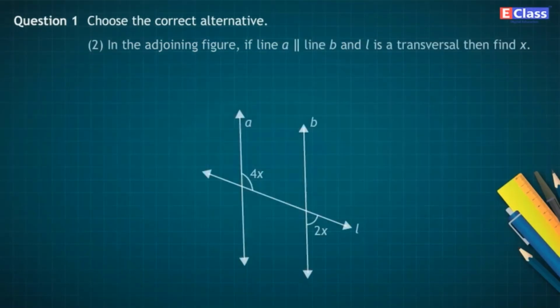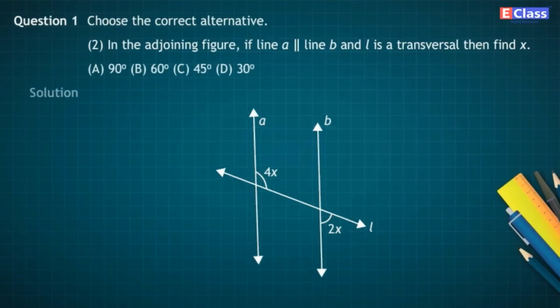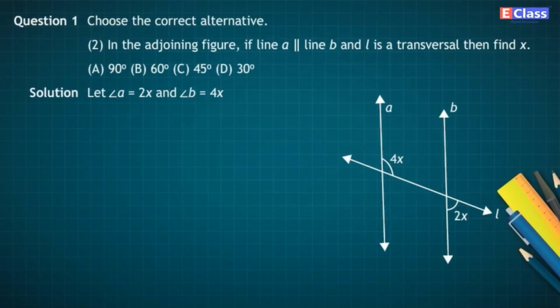2. In the adjoining figure, if line A is parallel to line B and L is a transversal, then find x. The options are A. 90 degrees, B. 60 degrees, C. 45 degrees, D. 30 degrees. Solution. Let angle A is equal to 2x and angle B is equal to 4x.